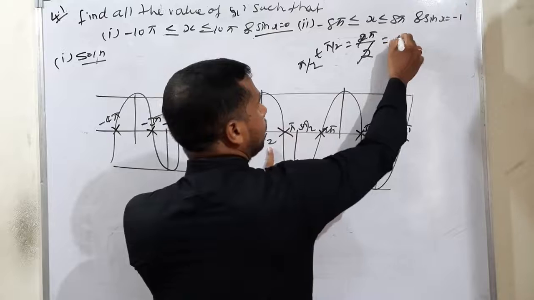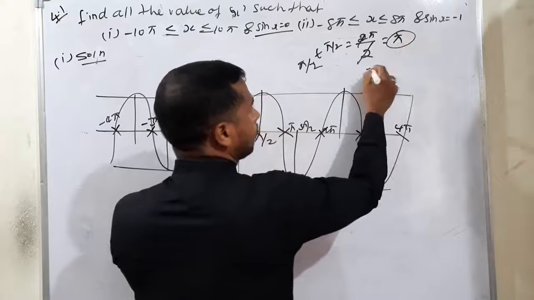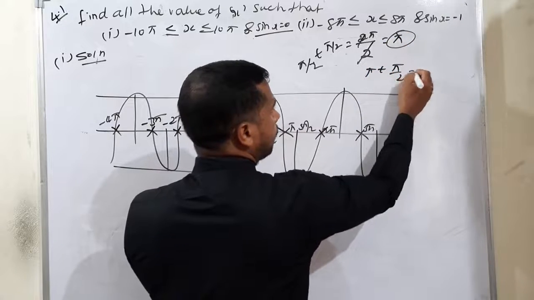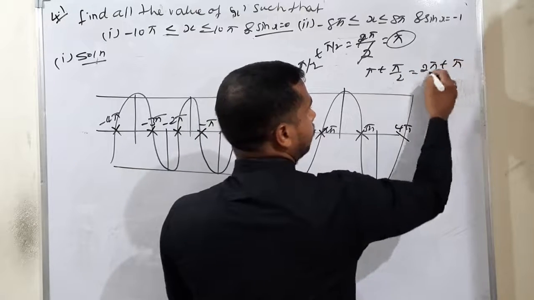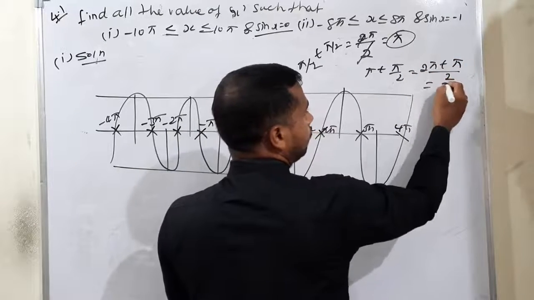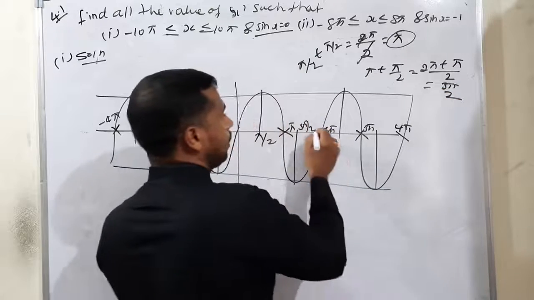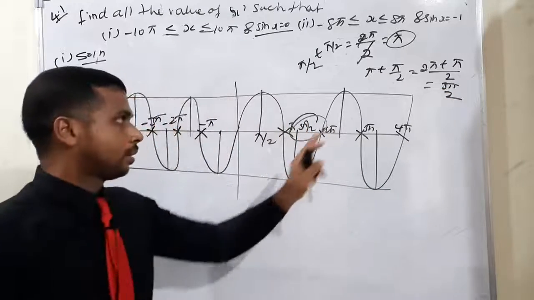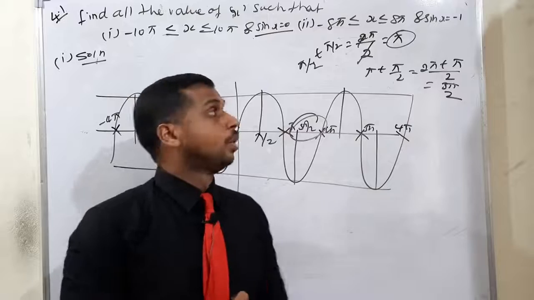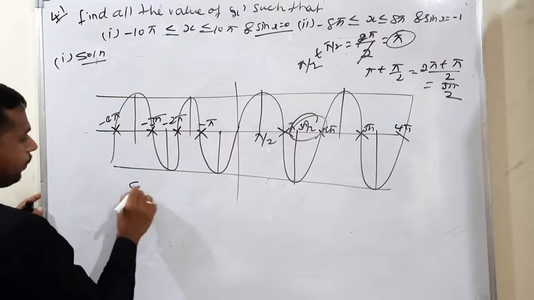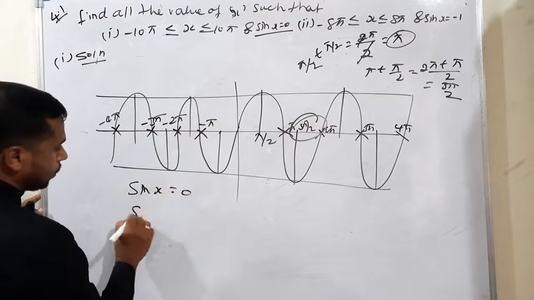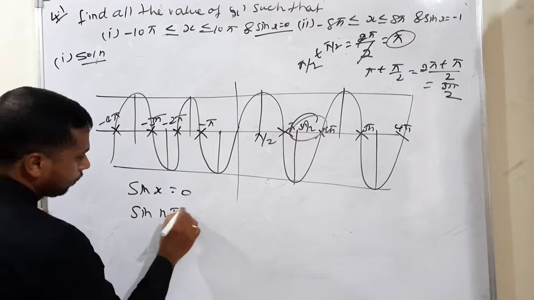Again 2 cancels, so pi will come. Next condition also: pi plus pi by 2 is equal to 2 pi plus pi by 2, so 2 pi plus pi by 2 means 5 pi by 2. That's why I am saying each and every distance, the main term is pi by 2. So the condition sin x is equal to 0. Therefore, when sin x is equal to 0, the general term is sin n pi is equal to 0.